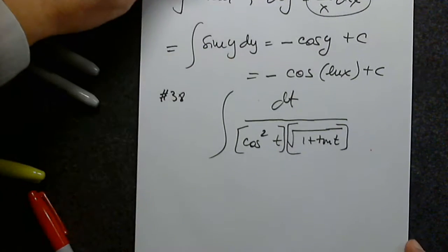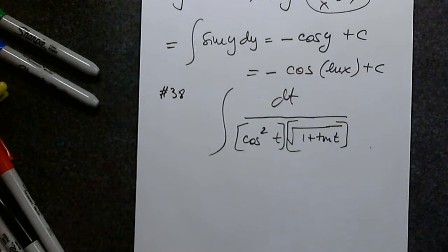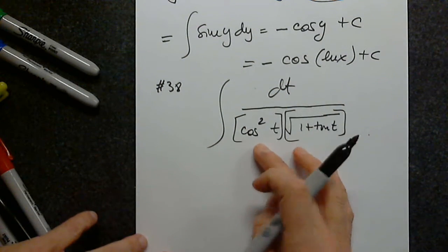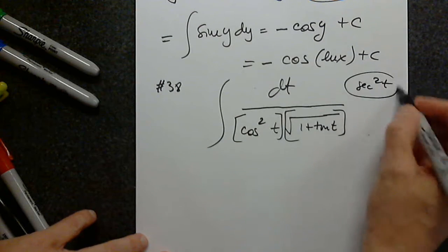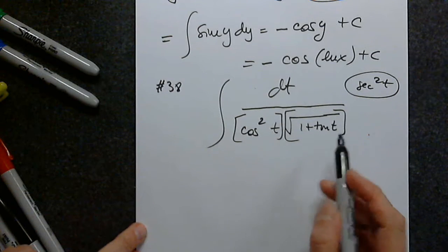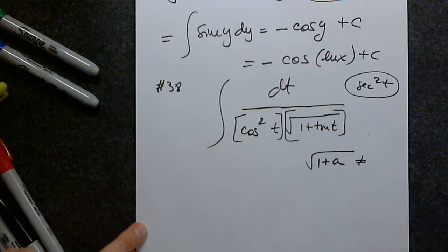Okay, so now let's think for a moment. You say that you don't like cosine squared, right? I say that I don't like the square root. Not the square root, I don't like 1 plus tangent t under the square root. That's what I don't like. So I think that's where we should start. Cosine squared is not a problem. 1 divided by cosine squared can be replaced by secant squared t. So I'm not afraid of 1 over cosine squared. But I do not like the square root of 1 plus tangent, because I can't simplify it in any way. There's nothing I can do to this.